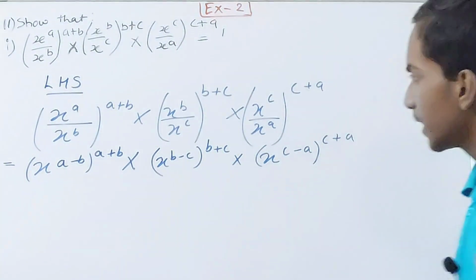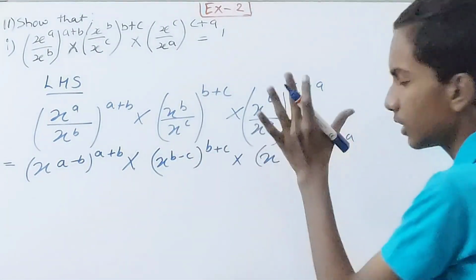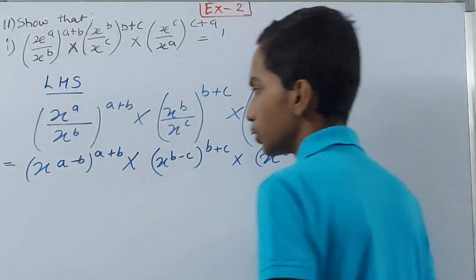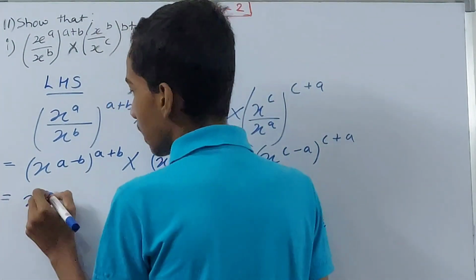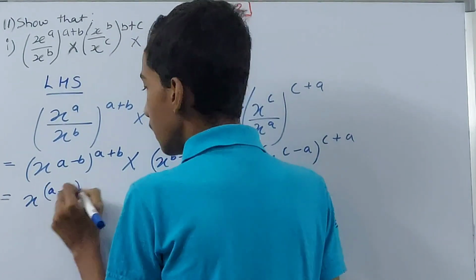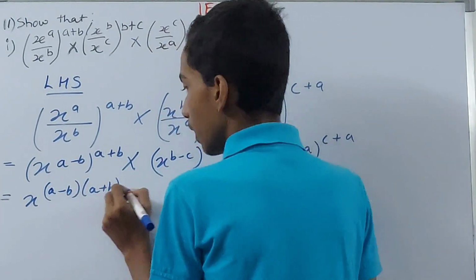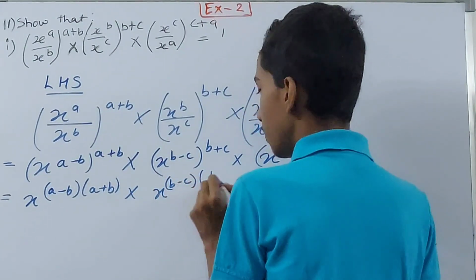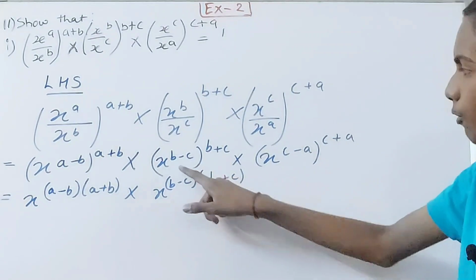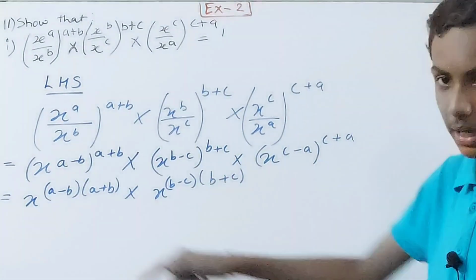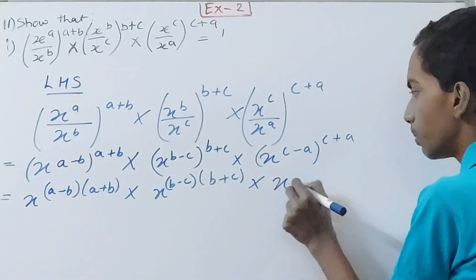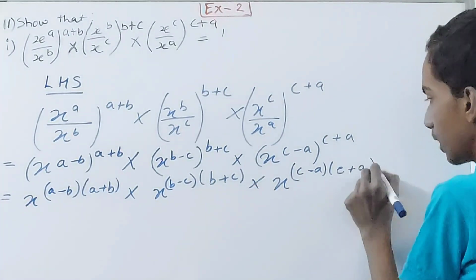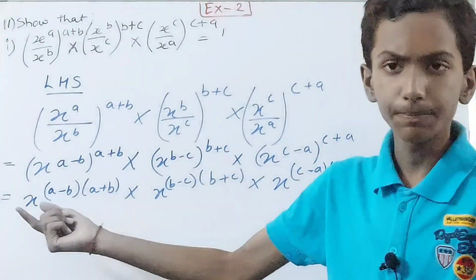So we will open these brackets. This one will open, this one will open, and this one we will open, and then when we open, we will multiply, right? So see, x to power a minus b into a plus b, and into x to power b minus c into b plus c. Okay, I have opened these brackets, so exponents are multiplying with each other, into x to power c minus a multiplied with c plus a, right?